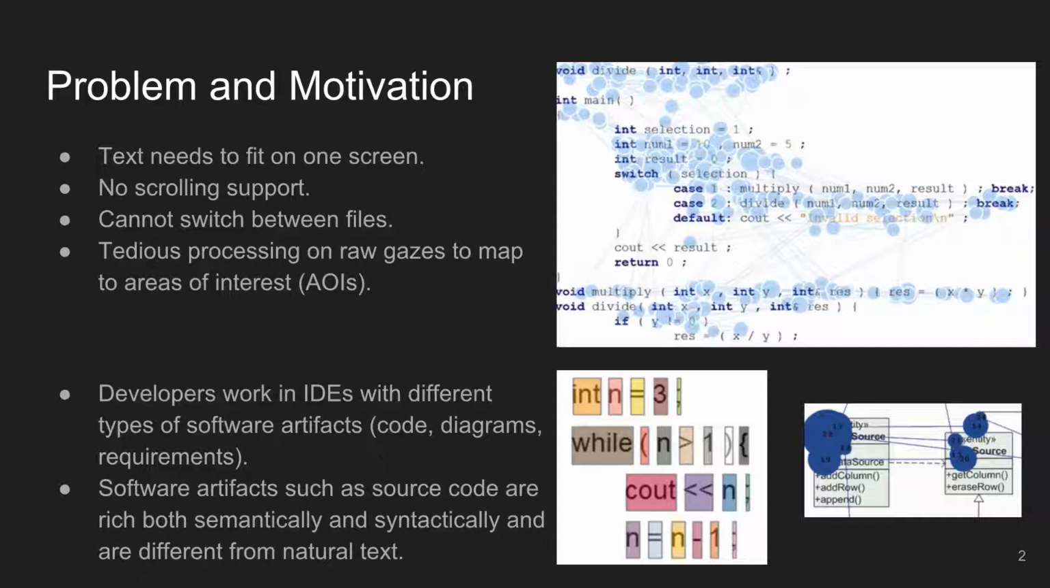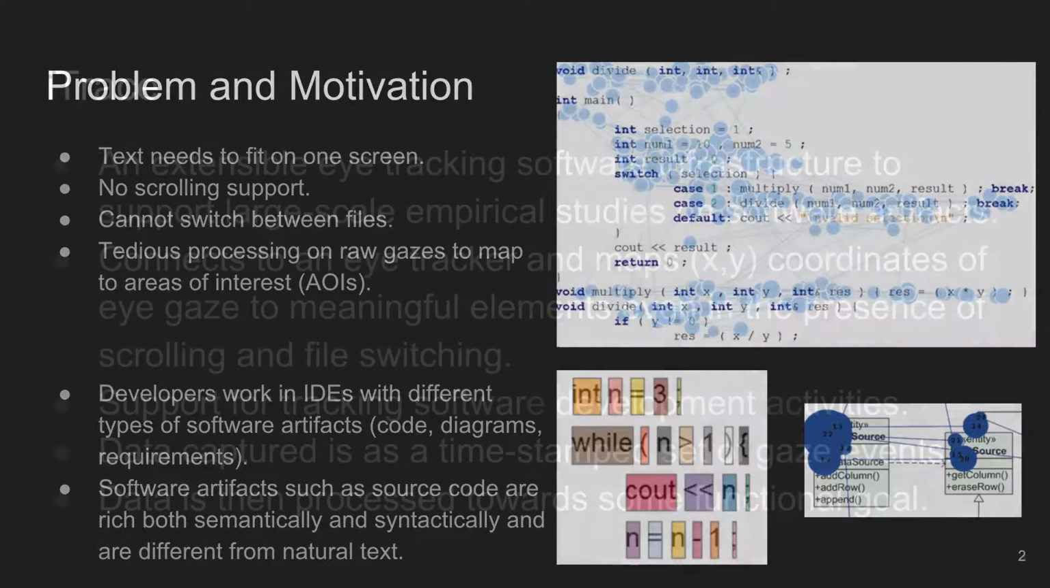Here you see some fixations on source code and a UML class diagram. Since source code files are quite large, we cannot feasibly draw areas of interest around each element to map gaze data to these regions. Clearly, we need a better solution.